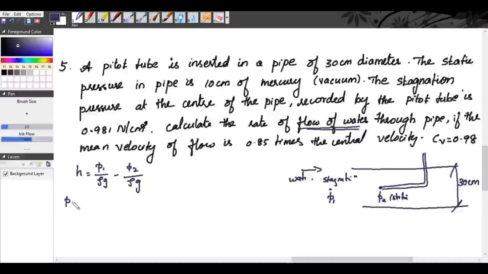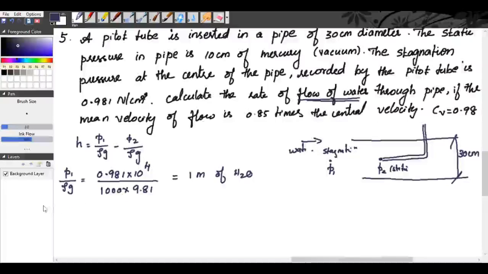Now P1 by rho G is the stagnation pressure head. So stagnation pressure head is equal to 0.981 into 10 to the power of 4 in order to convert centimeter square to meter square, divided by rho is 1000 into G is 9.81. We get this as 1 meter of water.